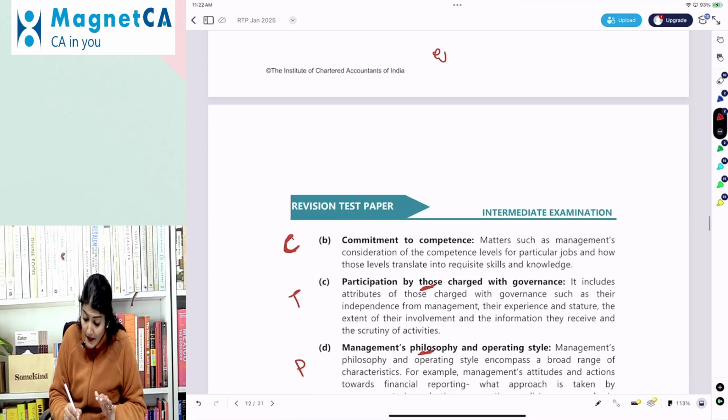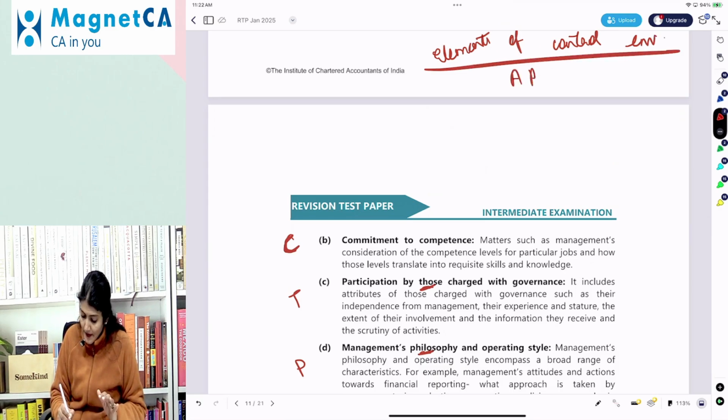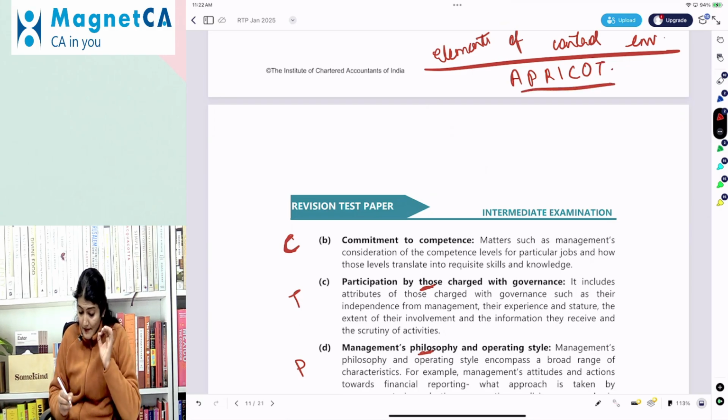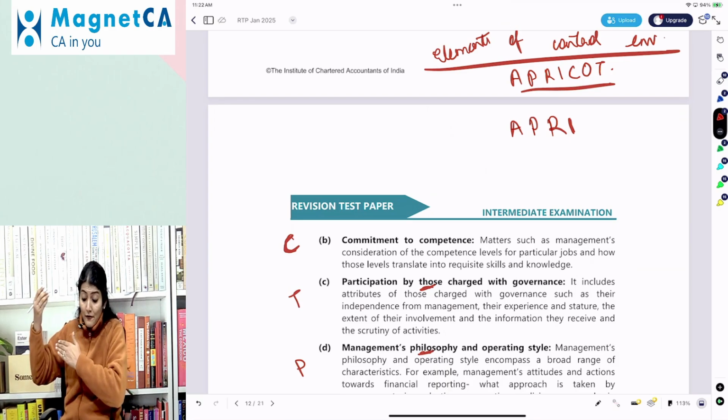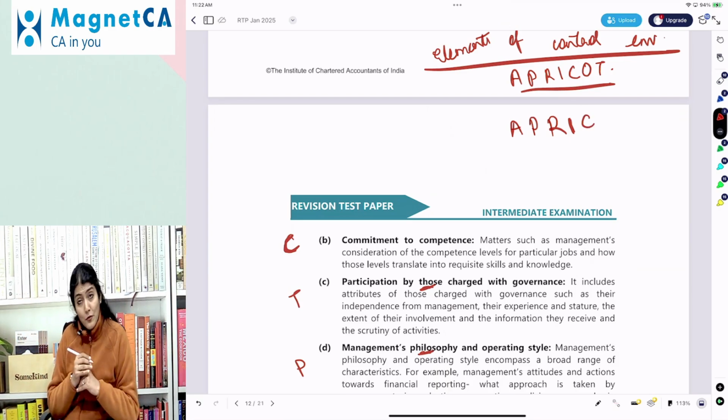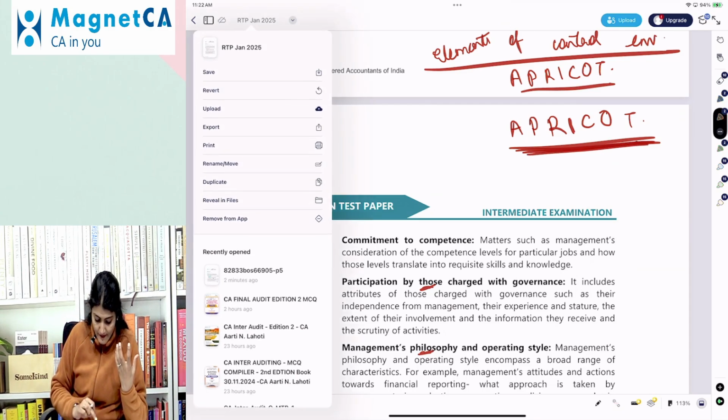So what are the elements of the control environment? In the elements of the control environment, we have the assignment of authority, responsibility, the management's philosophy, operating style, the human resource policies and practices, the communication of and enforcement of integrity, ethical values, commitment to competence, organization structure, and the participation of the TCWG.